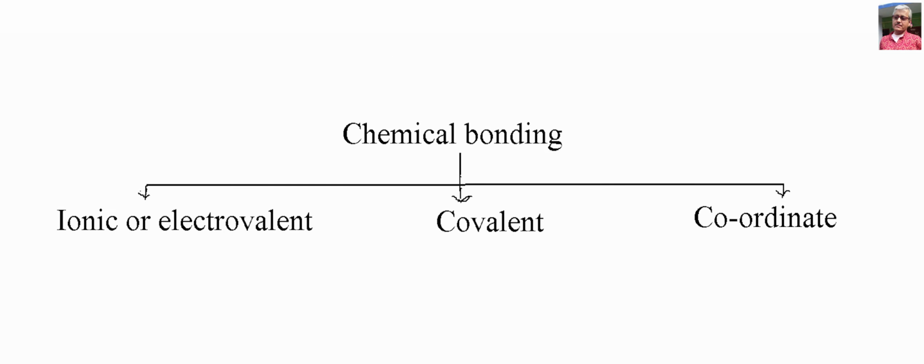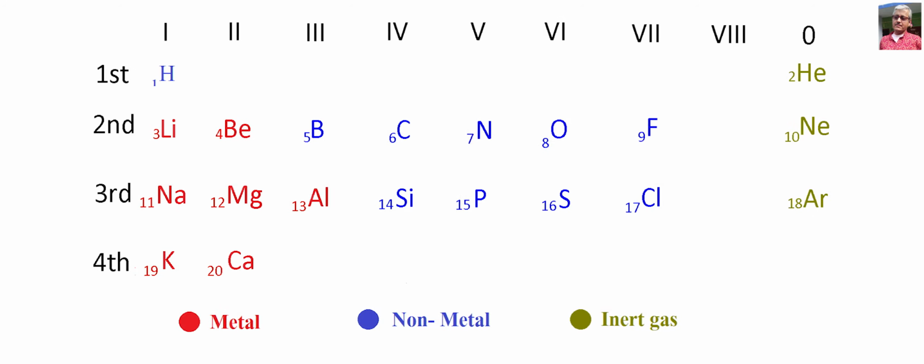Chemical bond formation can be carried out in 3 possible ways. Thus, it can be divided into 3 categories: electrovalency or ionic valency, covalency and coordinate valency. Before going into details of chemical bonding, we have to know the nature of elements with atomic numbers 1 to 20. This is a portion of the periodic table where metals, nonmetals and inert gases are segregated.